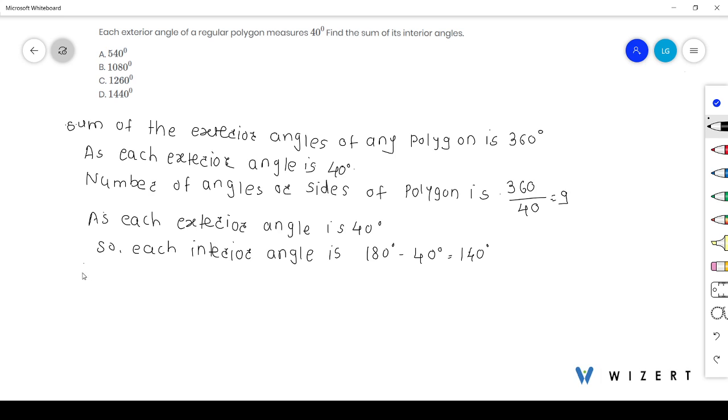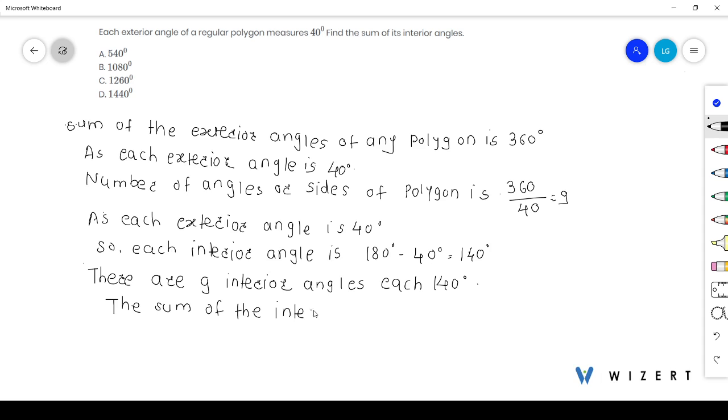Now there are 9 interior angles, each of 140 degrees. The sum of the interior angles of the polygon is given by the number of interior angles into the measure of each interior angle, that is 9 into 140 degrees. 9 into 140 degrees is 1260 degrees.